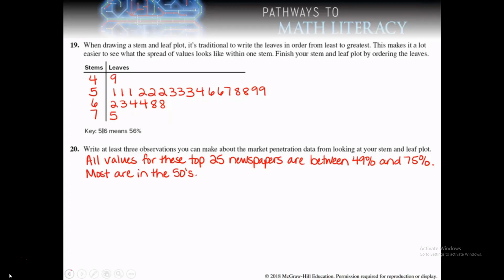And I also noticed that there was kind of a gap between the highest and the next one down, because most of these are pretty close together when you look through them. And then there's a little bit of a gap from 64 to 68, but then there's this fairly large gap from 68 to 75.